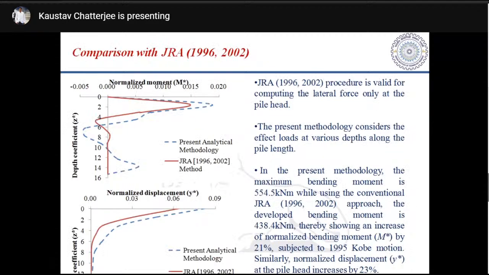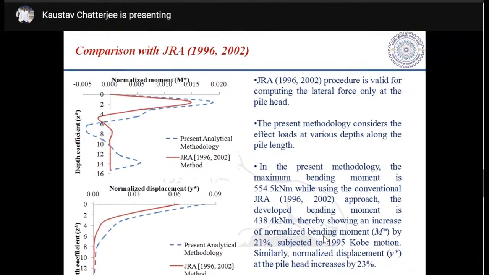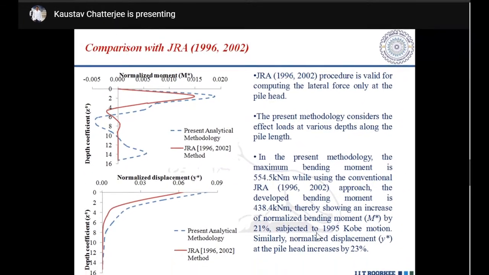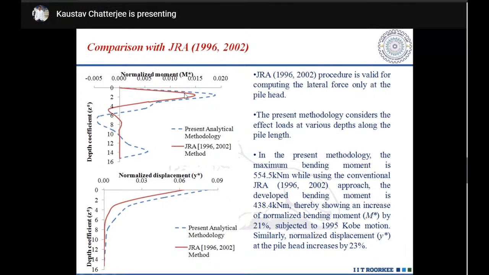Now, one of the major outcomes of this study is that we could compare our results with JRA. JRA represents the Japanese Road Association code, in determining the pile response. What JRA does is that it gives the mechanism of analyzing pile response by considering lateral load only at the pile head. Whereas in our study, we have considered the lateral load at various depths along the pile length. So a depth-wise variation of lateral load was considered in the present study, which JRA does not take into consideration.